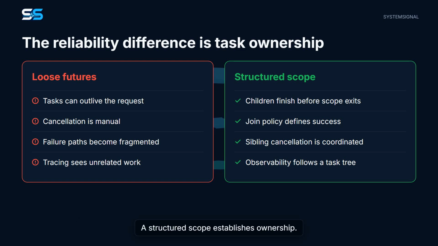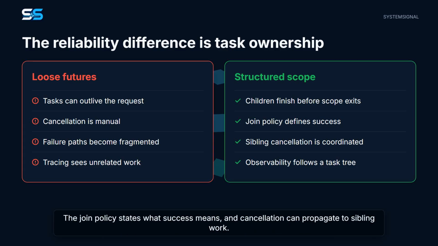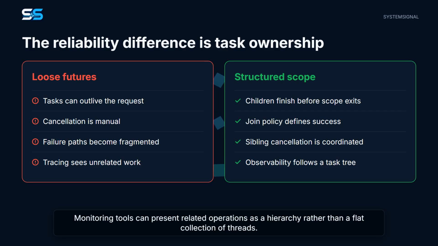A structured scope establishes ownership. Children cannot quietly escape the lifetime of the parent scope. The join policy states what success means, and cancellation can propagate to sibling work. Monitoring tools can present related operations as a hierarchy rather than a flat collection of threads.